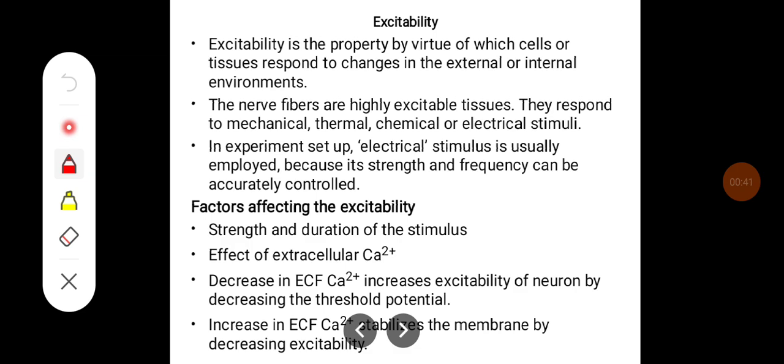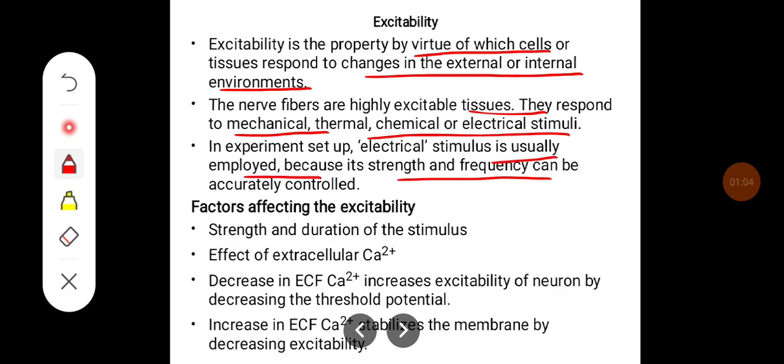Excitability. Excitability is the property by virtue of which cells or tissues respond to changes in the external or internal environments. The nerve fibers are highly excitable tissues. They respond to mechanical, thermal, chemical, or electrical stimuli. In an experiment setup, electrical stimulus is usually employed because its strength and frequency can be accurately controlled.